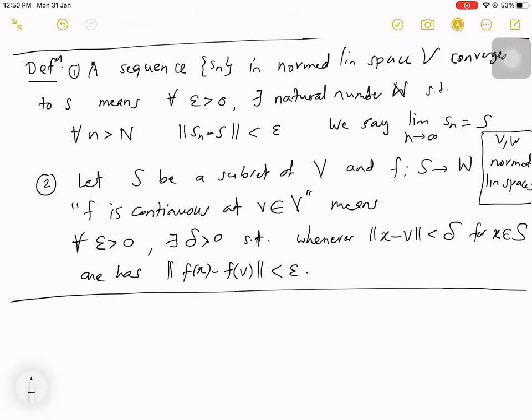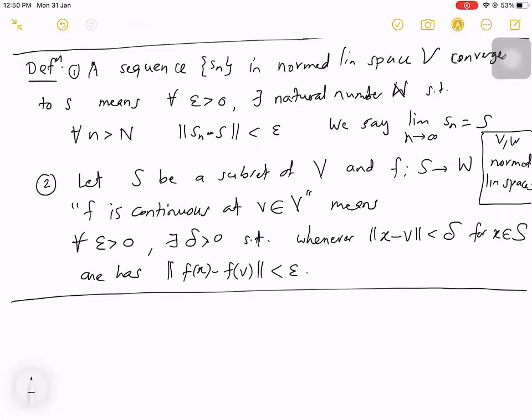Sir, if we do not get any such X in such a delta region of V, then we consider the statement to be vacuously true, right? For example, let us take an extreme case. Let us suppose the set S consists of a singleton. Then any function defined on a singleton set is continuous.